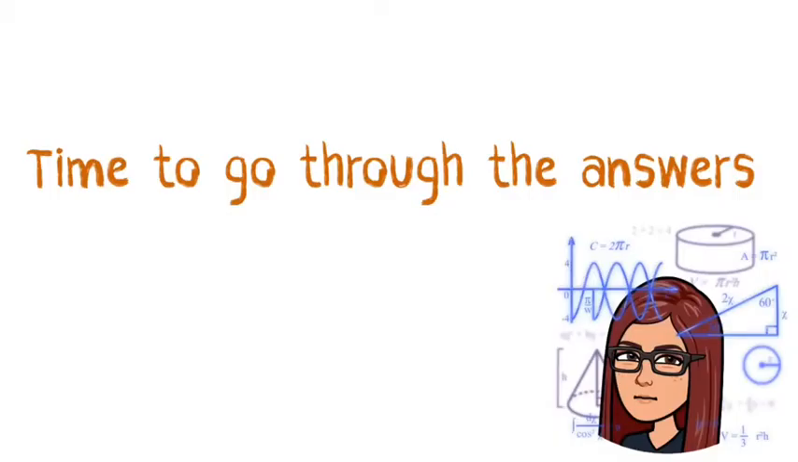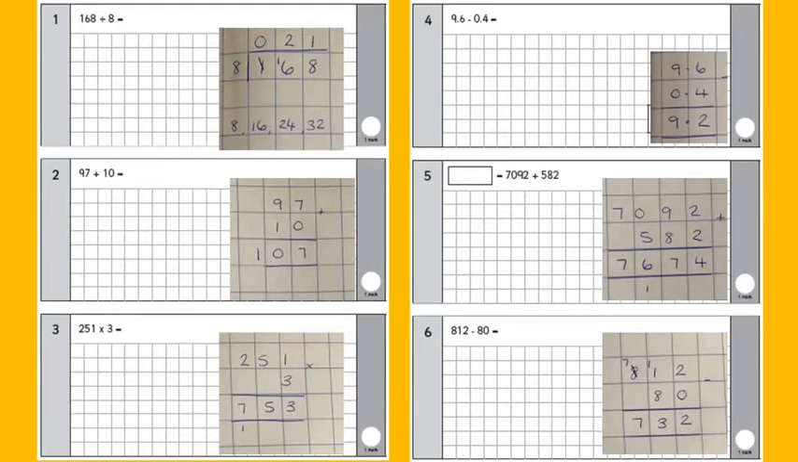Okay, time to go through the answers. Okay, let's have a look at the first question then. So we've got 168 divided by 8. For this one, I would recommend using the method that you can see on screen. I always tell my children that it is important to write out their multiples. You don't have to go all the way to 12 times 8. Usually I would suggest maybe going to 5 times 8, and you can always go back and add more if you find that your number is too great.